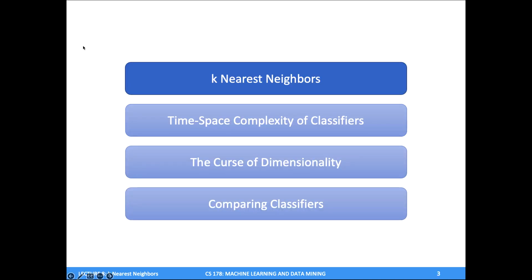Okay, so in today's lecture, we're going to continue talking about the kNN algorithm. After that, we'll go through a time-space complexity analysis of the classifiers we've seen so far. How do these methods scale with things like data, number of classes, and so forth. Then I'll introduce this thing called the curse of dimensionality. It sounds kind of scary, and it is if you're a machine learning practitioner, but we'll see what this means. And then last, we will briefly go through some ways of comparing the classifiers we've seen so far.